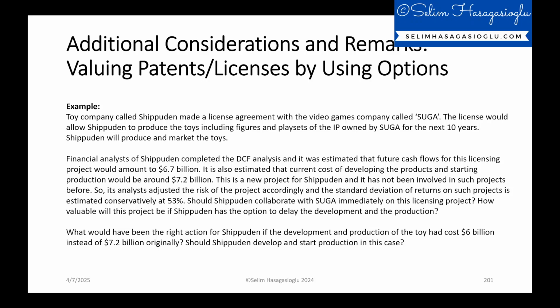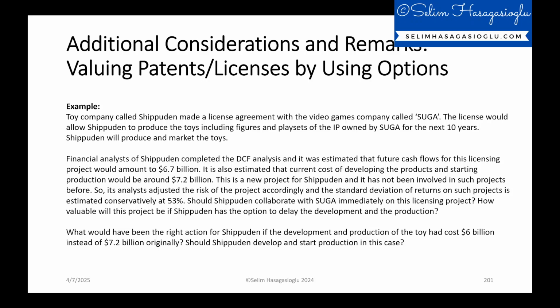Shippuden will produce and market the toys. Financial analysts of Shippuden completed the DCF analysis, and it was estimated that future cash flows for this licensing project would amount to $6.7 billion. It is also estimated that the current cost of developing the products and starting production will be around $7.2 billion. This is a new project for Shippuden and it hasn't been involved in such projects before. So its analysts adjusted the risk of the project accordingly, and the standard deviation of returns on such projects is estimated conservatively at 53%.